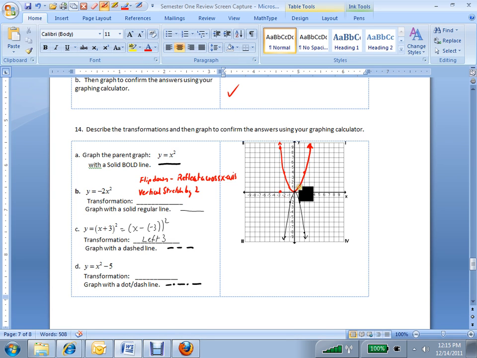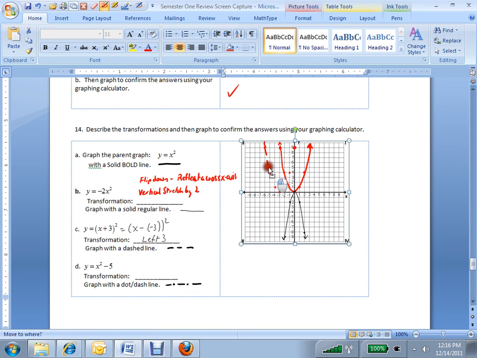So I went 1 to the right and up. I'm going to go 1 to the right and up. My next point was go over to 2, and 2 squared was 4. So I go over 2 and up 4. Then before it was over 3 and up 3 squared is 9 and up 9. So this one is also at 9. I can graph the rest of the parabola using symmetry. And now I'm going to connect those with a dashed line. So that was part C.